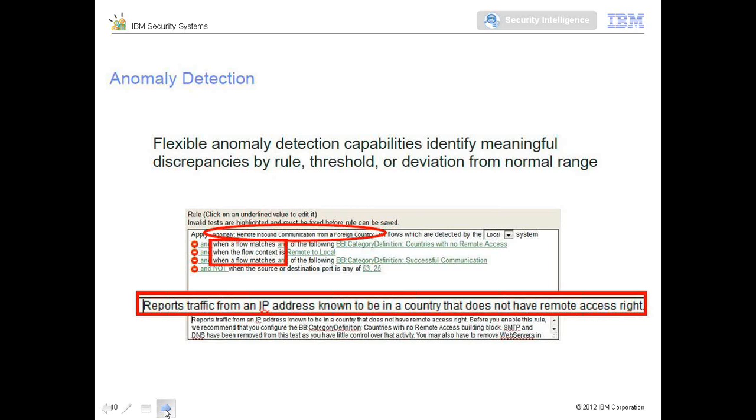So this kind of anomaly detection is possible with QRadar. For example, this red box. I have traffic from an IP address known to be in a country that does not have a remote access right. I have some countries which are very strict about their remote access rights, and suddenly if I am seeing traffic from that particular country, I am able to show that as an offense.